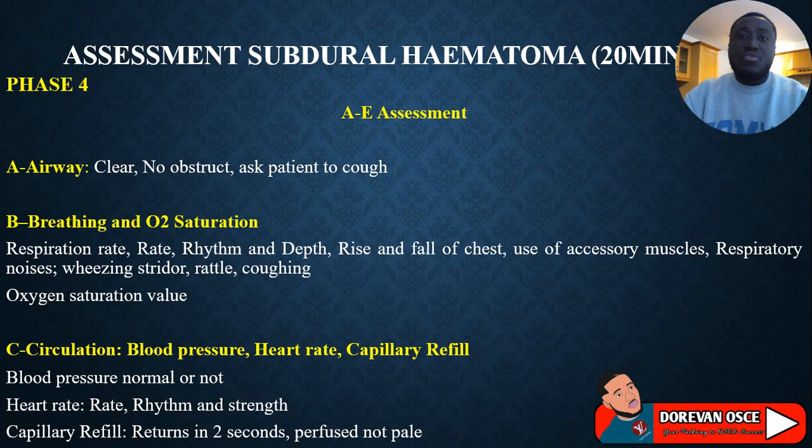Let's move on to phase 4. With phase 4, that is where you finish, having completed the vital signs.